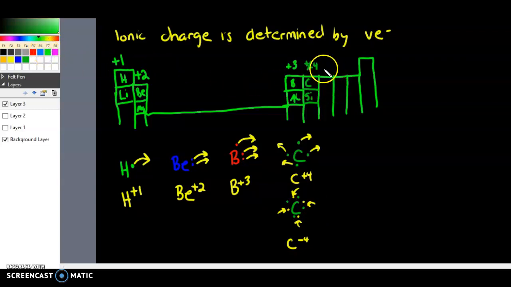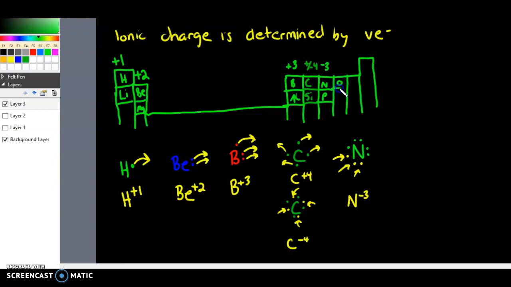Okay, our next row, these are going to be the -3, and that is nitrogen, phosphorus, and on down. So nitrogen already has 5. So it is missing 3 electrons. It needs 3 more. If it brings on 3 more electrons, 3 more negative charges, nitrogen is a -3.